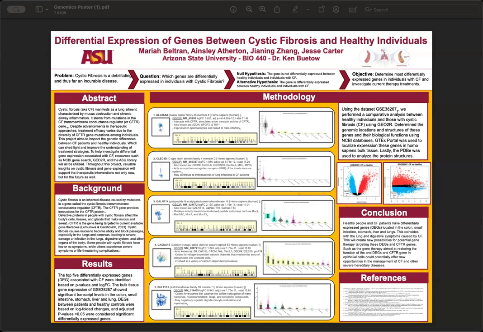Some background information about cystic fibrosis is that it is an inherited disease caused by a mutation in a gene called CFTR, and this gene provides instructions for the CFTR proteins. CF patients with defective proteins will be affected in their body cells, tissues, and glands that make mucus and sweat. CF causes the mucus to be more sticky and block the pathway, especially in the lung and pancreas, leading to severe damage or infection in the lungs and digestive system and other organs in the body.